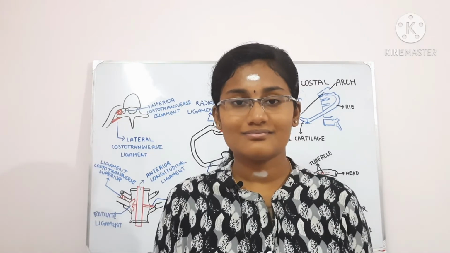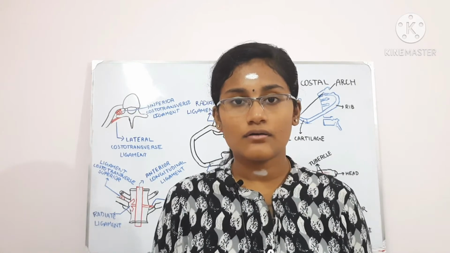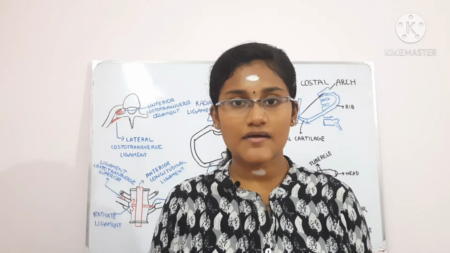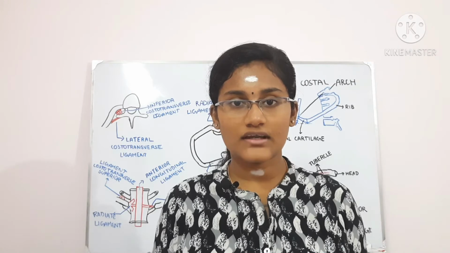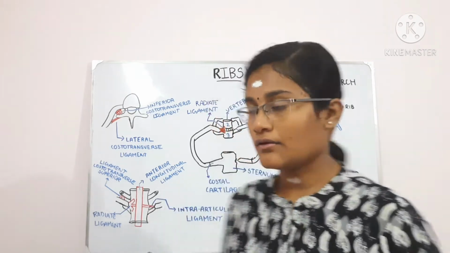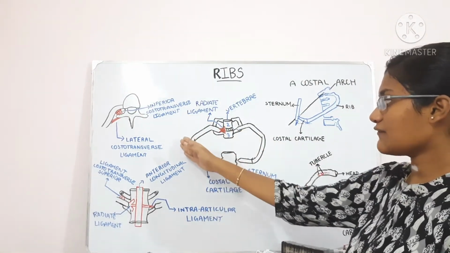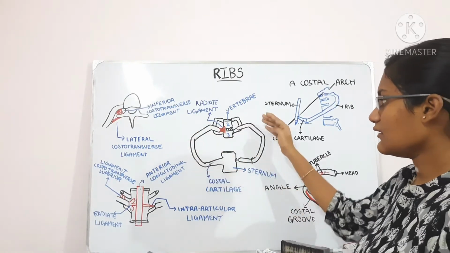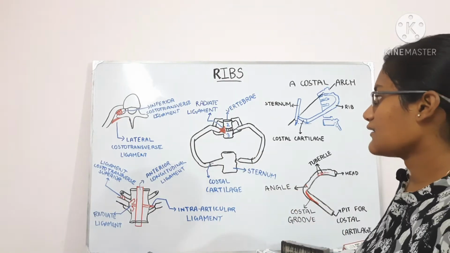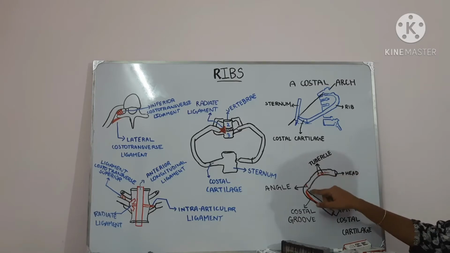Okay. So now let's talk about the features of a typical rib. The typical rib has an outer surface and inner surface, an anterior end and a posterior end, and then it has an upper border and a lower border. This is the anterior end, this is the posterior end. The outer surface is the one you can see from this side, and the inner surface is this surface. This is the upper border and this is the lower border.